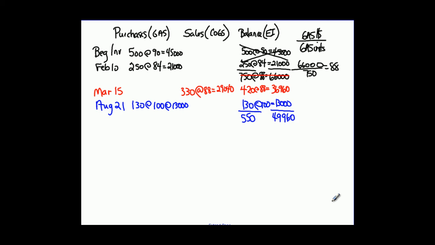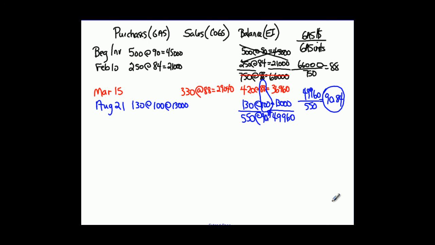Remember, when you calculate an average, your answer is going to be somewhere between 100 and 88. Let's calculate it and find out. We're going to take the goods available for sale in dollars, divide by the units, and you'll notice that I rounded to two decimal places. Whenever you round, we're going to get a rounding difference. So if we take the $90.84, which is our new weighted average, and we multiply that by 550, we're not going to get 49,960 exactly, but it's close enough. So we're happy with a small rounding difference.